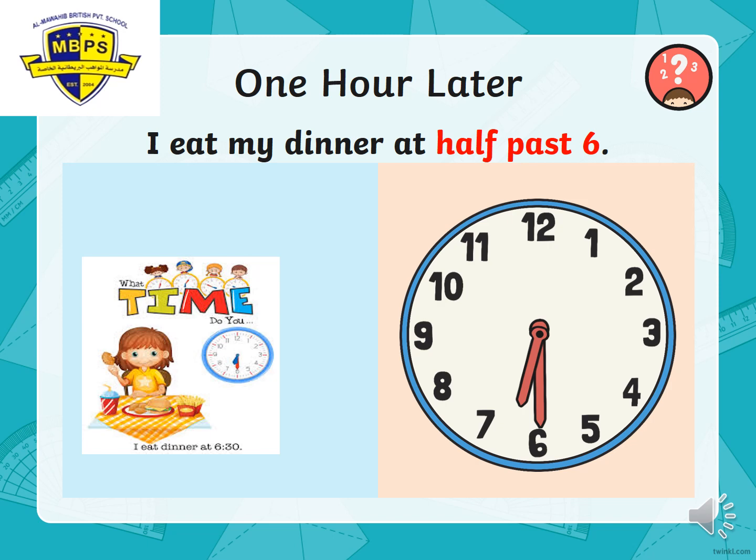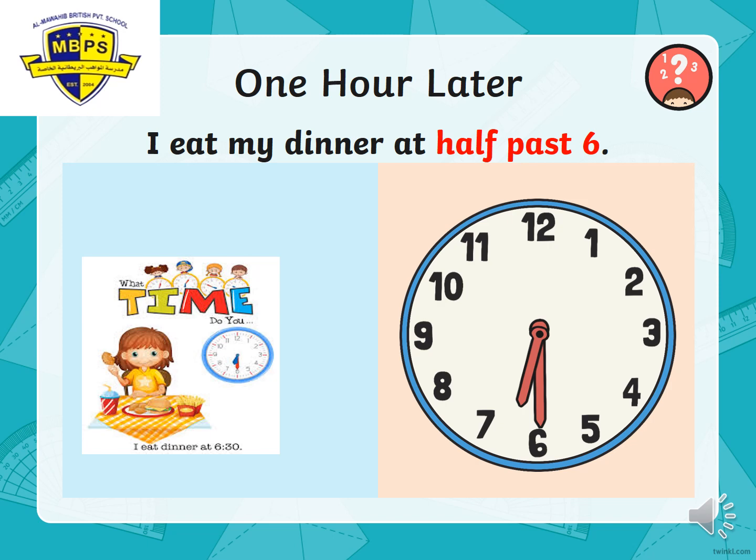I eat my dinner at which time? Check what time is it on the clock. Now is it showing a clock time? No. The minute hand points to 6, and the hour hand is between 6 and 7. So half an hour has passed. So now it's 6:30. So the girl eats her dinner at 6:30.